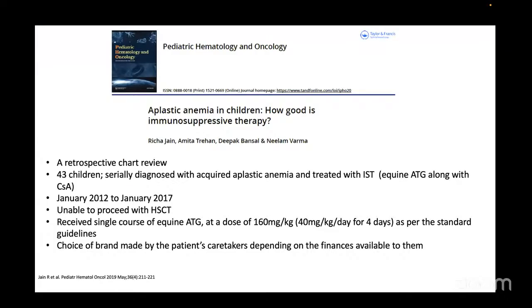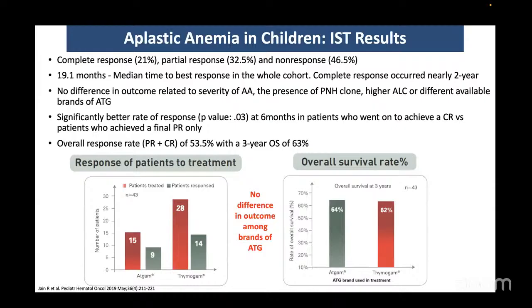So, this is a review published in the Pediatric Hematology and Oncology Journal. How good is immunosuppressive therapy? In 43 children who were serially diagnosed with acquired aplastic anemia and treated with IST from January 2012 to 2017, who were for some reason unable to proceed to stem cell transplant, they were treated with the standard dose of horse ATG, and these are the results.